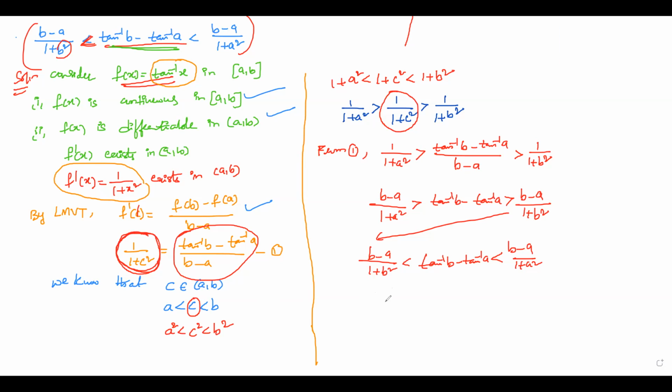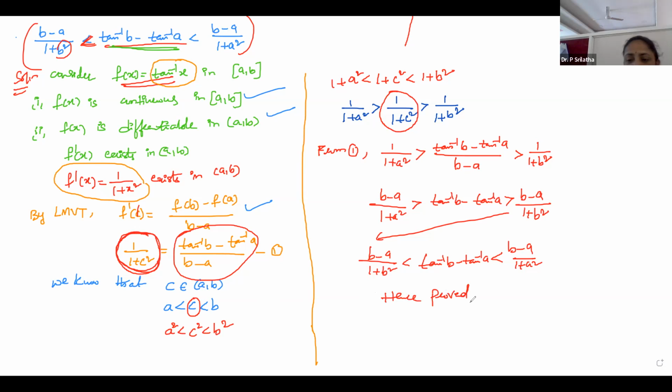Yes, ma'am. So hence proved. Then hence we have proved. Now let us consider this is equation 2. So already we have taken this as equation 1, right? So now you have to consider that this is equation 2. Is it clear, all of you?